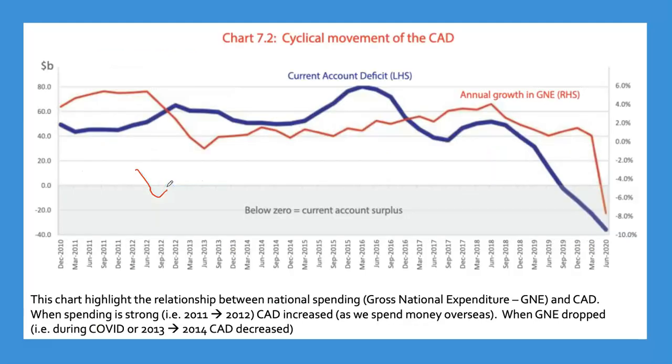What is more of a cyclical movement in our current account deficit is the relationship between spending or gross national expenditure and our current account deficit. When spending is strong, and if you notice that our spending was really strong in 2011 and 2012, our current account deficit increased, because we remember if it's going down, we're going to into deficit.